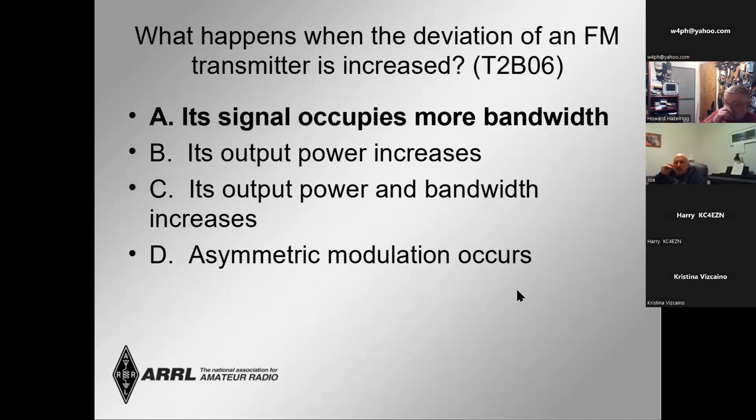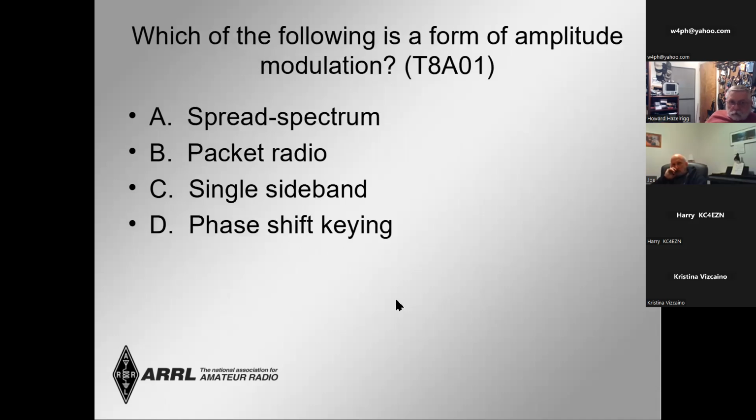Its signal occupies more bandwidth. Which of the following is a form of amplitude modulation? Spread spectrum, packet radio, single sideband, phase shift keying. C, single sideband.